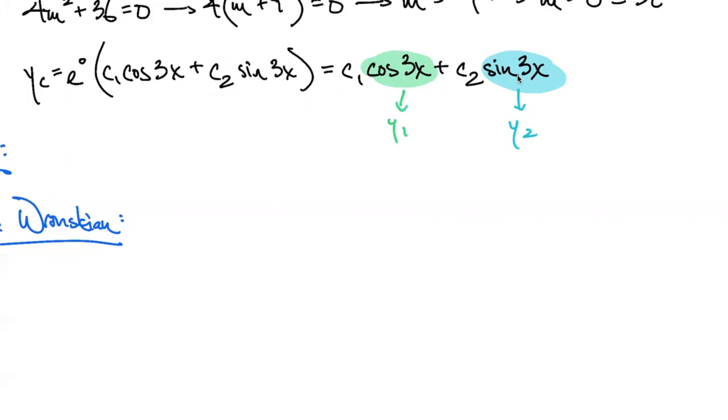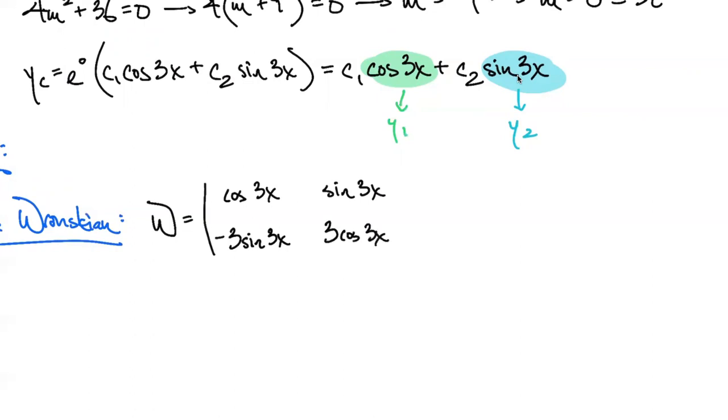All right, so the Wronskian is defined with y1 and y2, right? So sine 3x, cosine 3x in that first row. And then we need to take our derivative to find our second row. And we need to use chain rule for both of these. So we're going to get negative 3 sine 3x. And then in the second one, we'll have 3 cosine 3x.